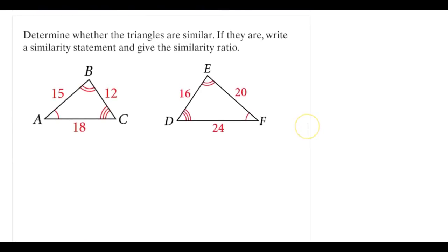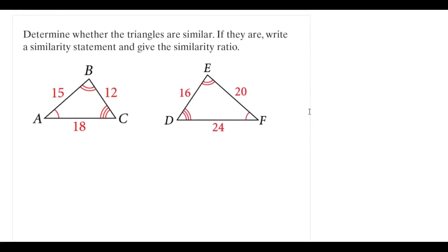Okay, so what it says, determine whether the triangles are similar. If they are, write the similarity statement. So right now, the first thing we have to do is check the corresponding angles, and are they congruent? So when I look, angle A is congruent to angle F. Good. Then we know by the markings of the diagram, angle B is congruent to angle E. Then last, I know angle C is congruent to angle D. So right there, we know corresponding angles are congruent.